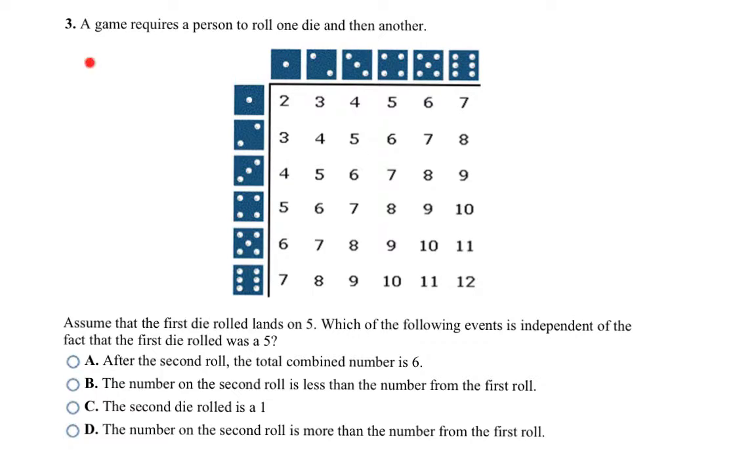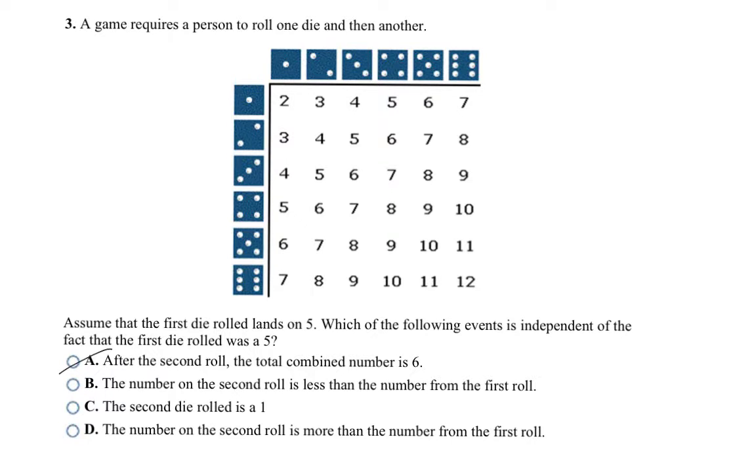So here, a game requires a person to roll 1 die and then another. Assume that the first die rolled lands on 5. Which of the following events is independent of the fact that the first die rolled was a 5? A says that after the second roll, the total combined number is 6. So because you're combining for the sum of the first roll and the second roll, those are going to be dependent. So it's not independent, so it's not going to be A.